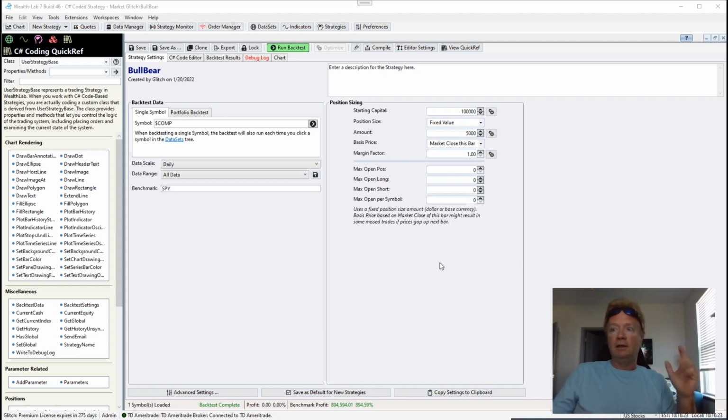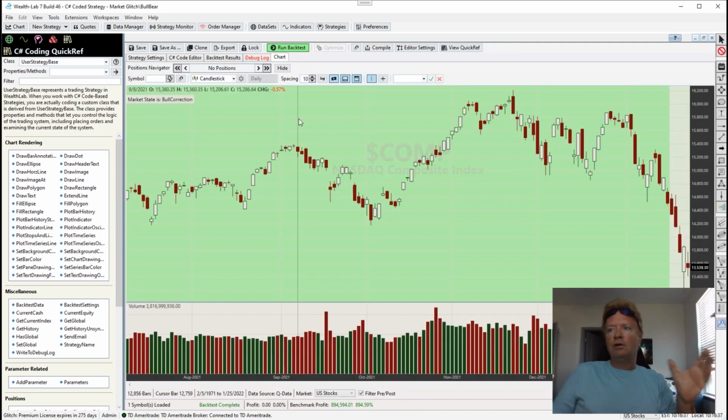But the thing that I added to the strategy, and a link to the strategies is available in the video description, is a table of average returns after specific periods of time for each of the four market states. And once again, I'm running this on the NASDAQ Composite.